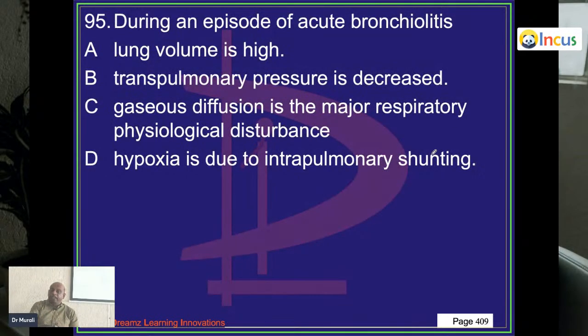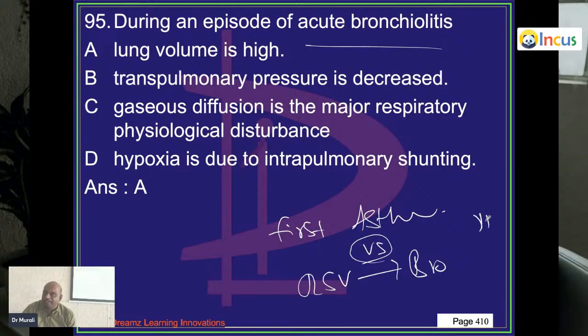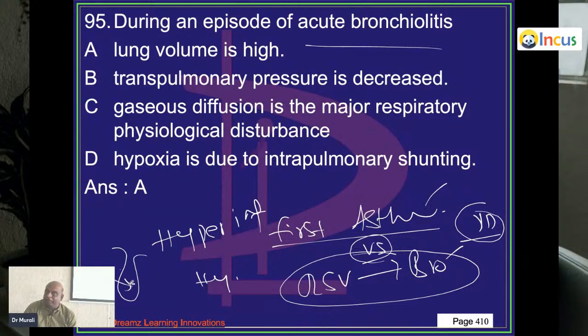Then acute bronchiolitis. Always remember, first episode of asthma and RSV associated bronchiolitis, they both are close differential diagnoses. You should differentiate this or this. In fact, this also leads to hyperinflated lung. Even bronchiolitis also leads to hyperinflated lung because the air is trapped inside the airway, right? So both of them lead to hyperinflated lungs.